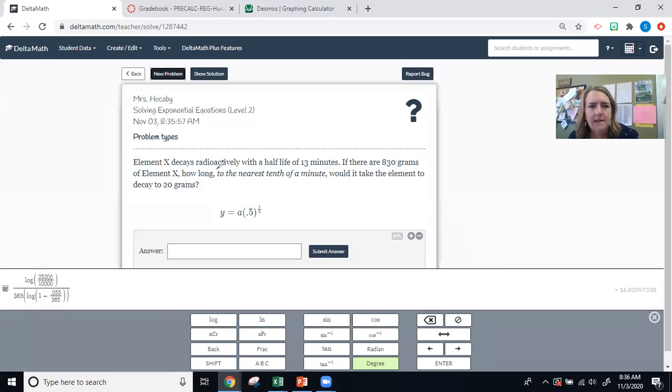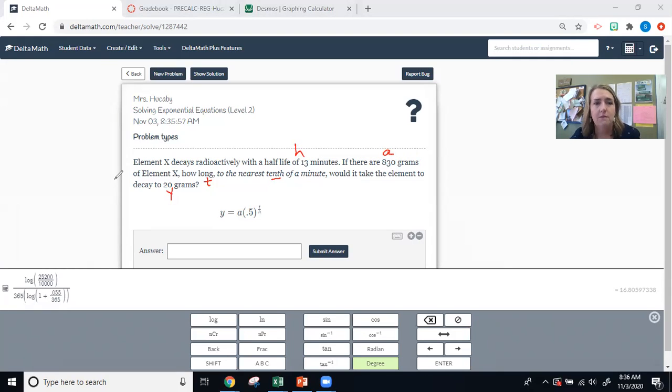So element X decays radioactively with a half-life of 13 minutes. So this is my half-life, H. There are 830 grams of element X. So that's what we're starting with. That's my A. So I'm going to define all this in a minute. So how long, that sounds like it's going to be time, right? To the nearest 10th. Remember to come back and make sure to know how to round your answer. Would it take the element to decay to 20 grams? So this is going to be my Y, my final amount.